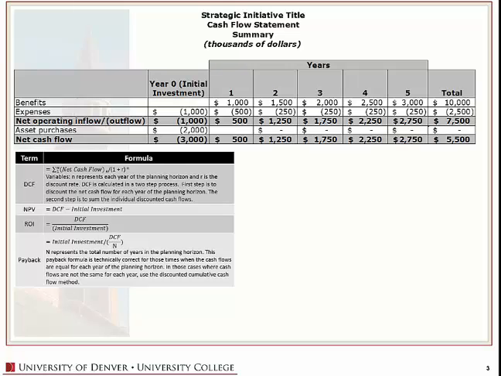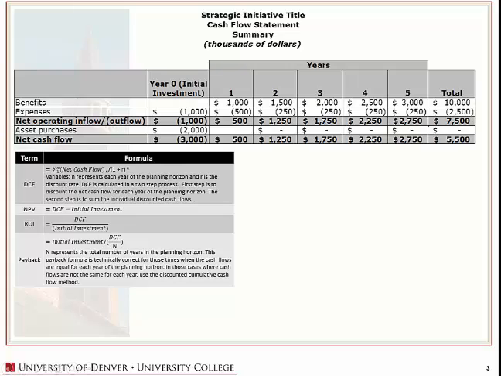Here is a summary cash flow statement, and as you can see, it's one that you've seen before. We take the summary of the benefits and the expenses and net those out to come up with net operating inflow or outflow. Please note that inflows are noted as positive numbers, so benefits are inflow, so those are positive. Outflows are noted as negative numbers. Expenses are outflows, so they are all expressed as negative numbers. And then when we net these out, you can see it's either positive or negative depending on whether or not your total expenses exceed your benefits.